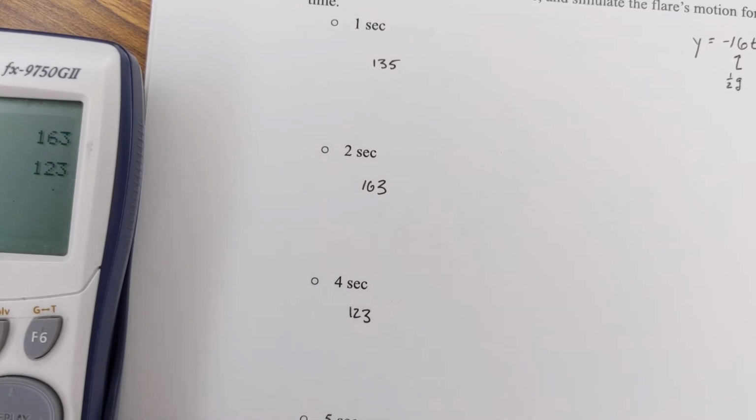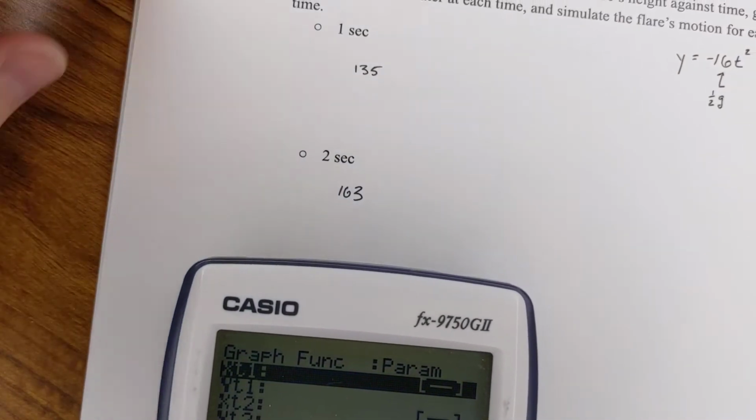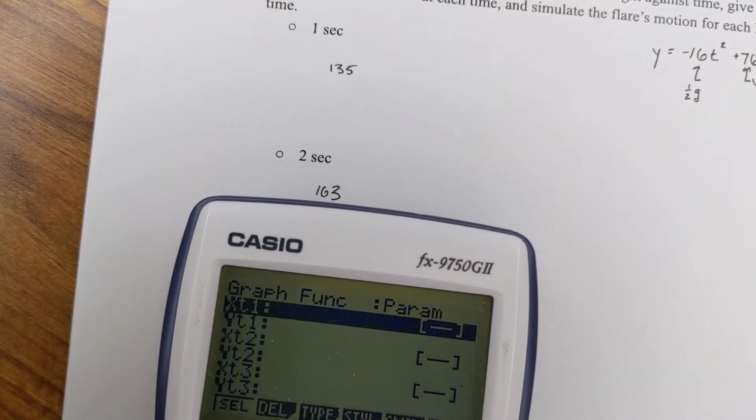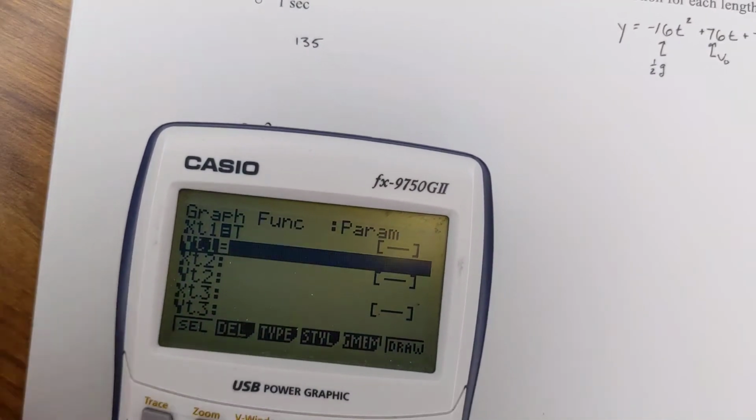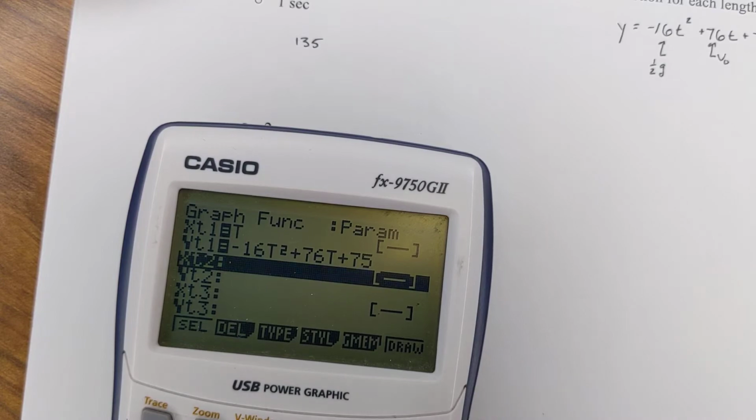Then at 5 seconds, -16 times 5 squared plus 76 times 5 plus 75. So 55 feet. Now I could graph it. Since this is going vertically, we're going to set our x value just to be time. We're going to let x count the time. So -16t squared plus 76t plus 75. Draw.